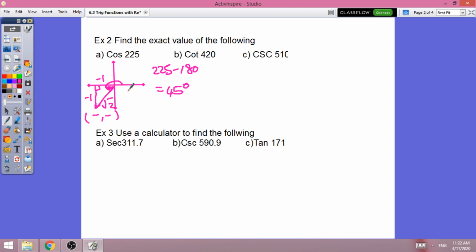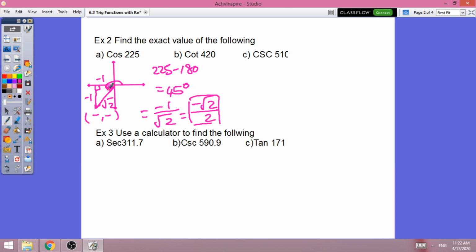So cosine of 225, in other words cosine of 45, has a negative ratio. Cosine is adjacent over hypotenuse. So it's negative 1 over root 2, which is considered negative root 2 over 2.